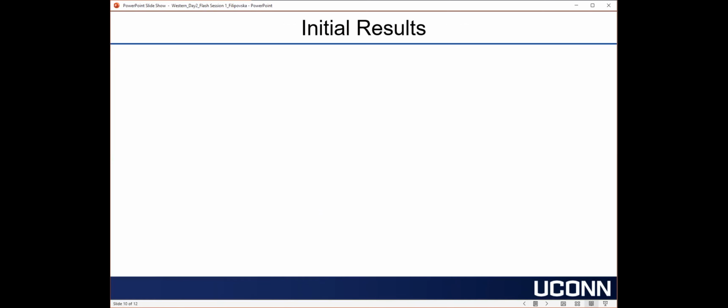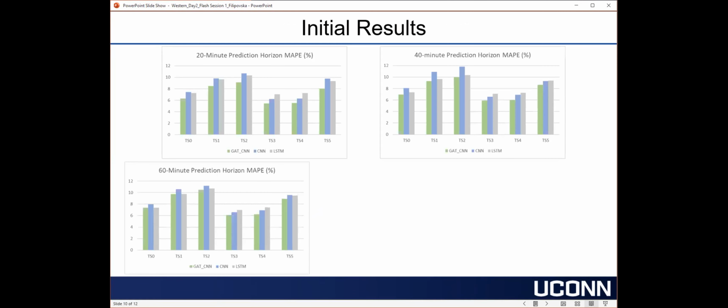So in these results, I will show you 3 figures in which we have the performance of the proposed approach, here labeled GAT-CNN with the green color, then the convolution neural network approach in blue, and then the LSTM approach in gray. For each of these, I'm showing the mean absolute percentage error in prediction for the 3 horizons: the 20-minute, 40-minute, and then 60-minute prediction horizon.